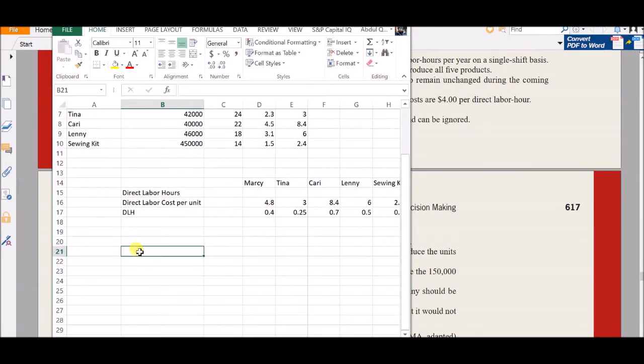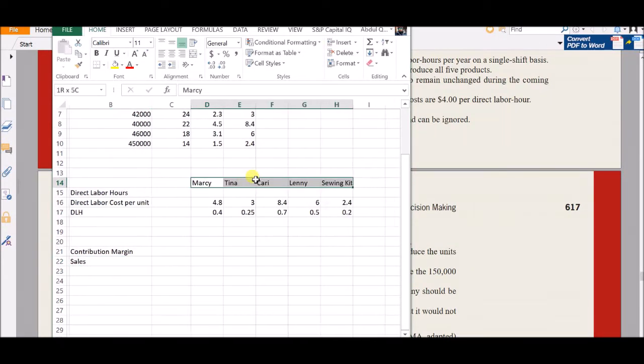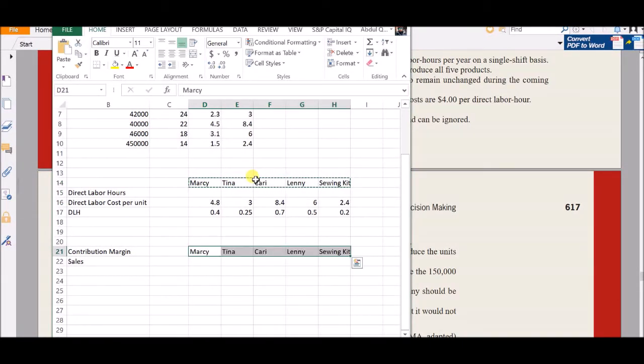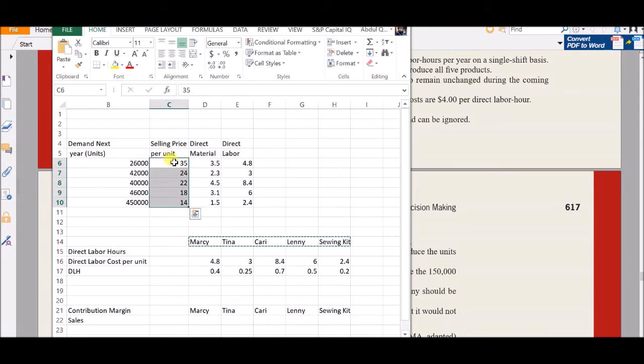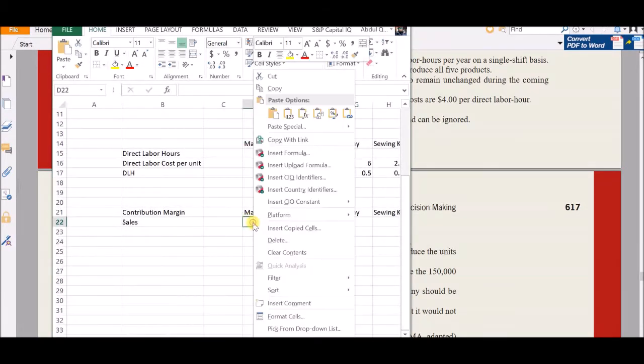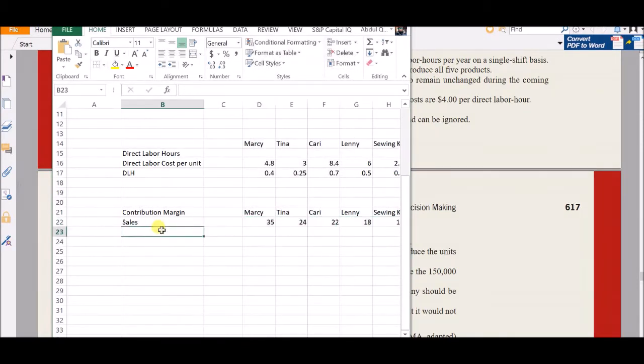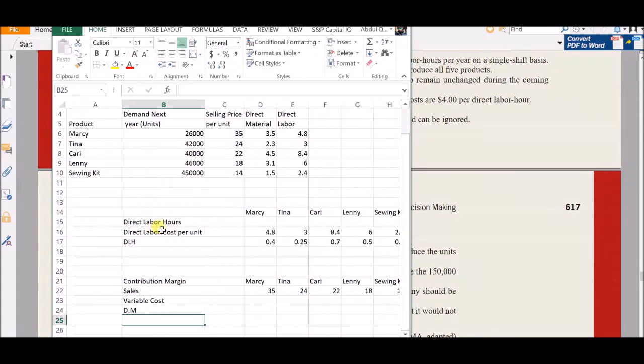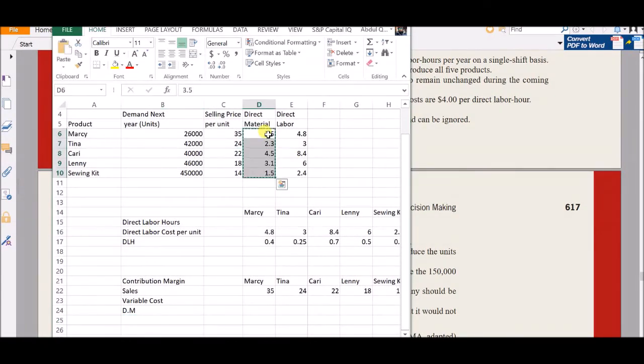So here we will do the calculation of contribution margin. The same formula again: we have to make a contribution format income statement. First we will have sales. These are our products. Then we have the selling price for each product. After sales we have variable costs. The first variable cost is direct material. It is given up here for all the products.